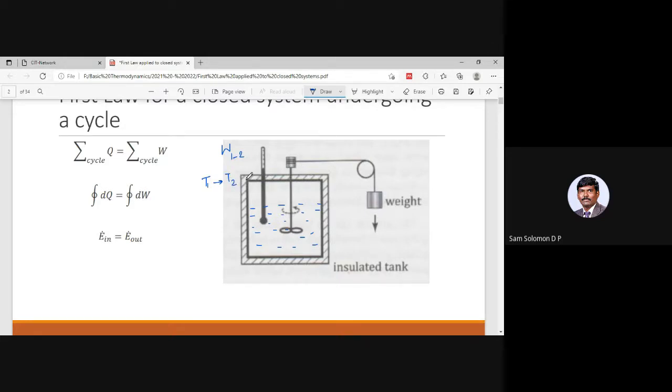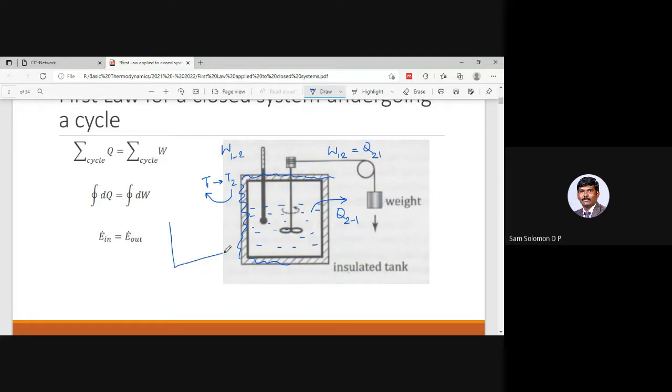Then what we said, this insulation was removed. When this insulation was removed, heat was leaving the system till the temperature T2 went back to T1. And we said W12 was equal to Q21.